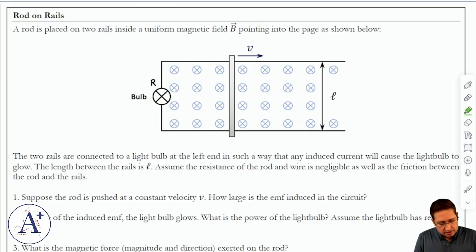However, because this conducting rod is moved to the right as it rests across the rails, well, the area here of my conducting loop through which there's magnetic flux is going to increase because the rod moves to the right. That will cause the flux to change. So now we have a problem where the magnetic flux changes because the area of the conducting loop changes.